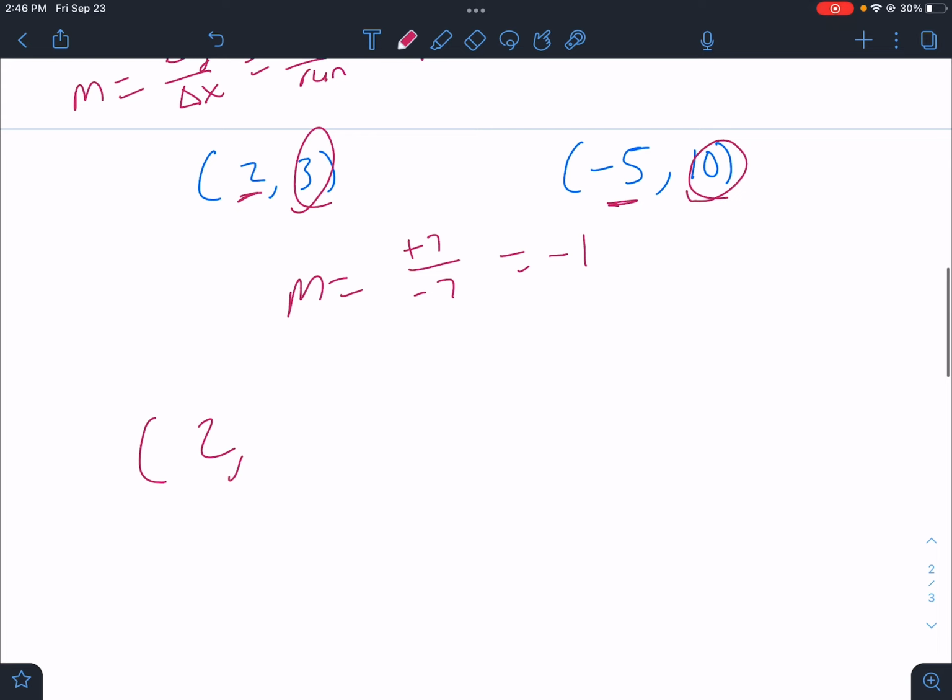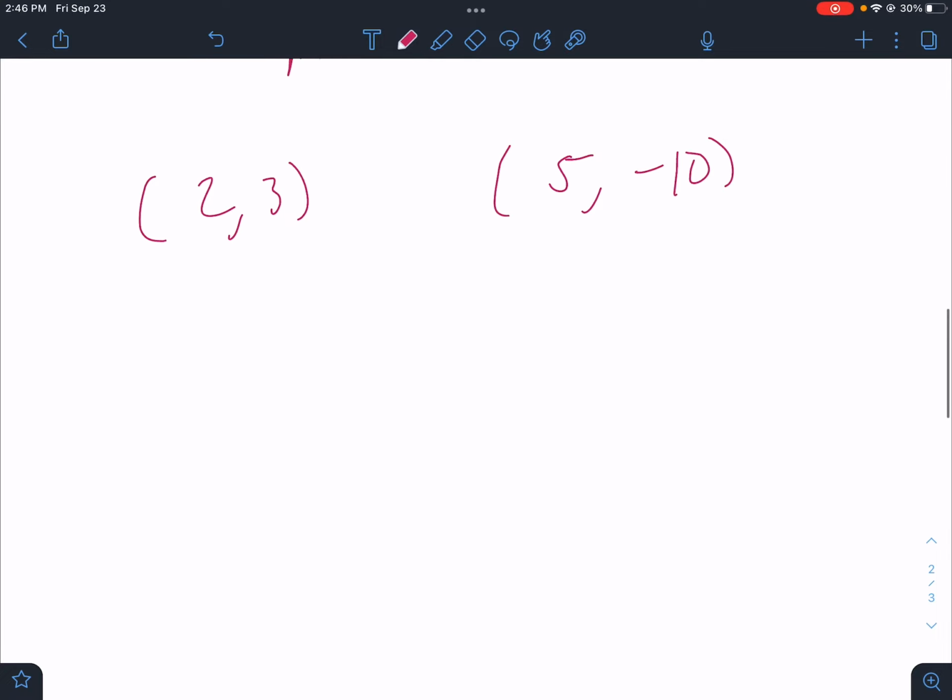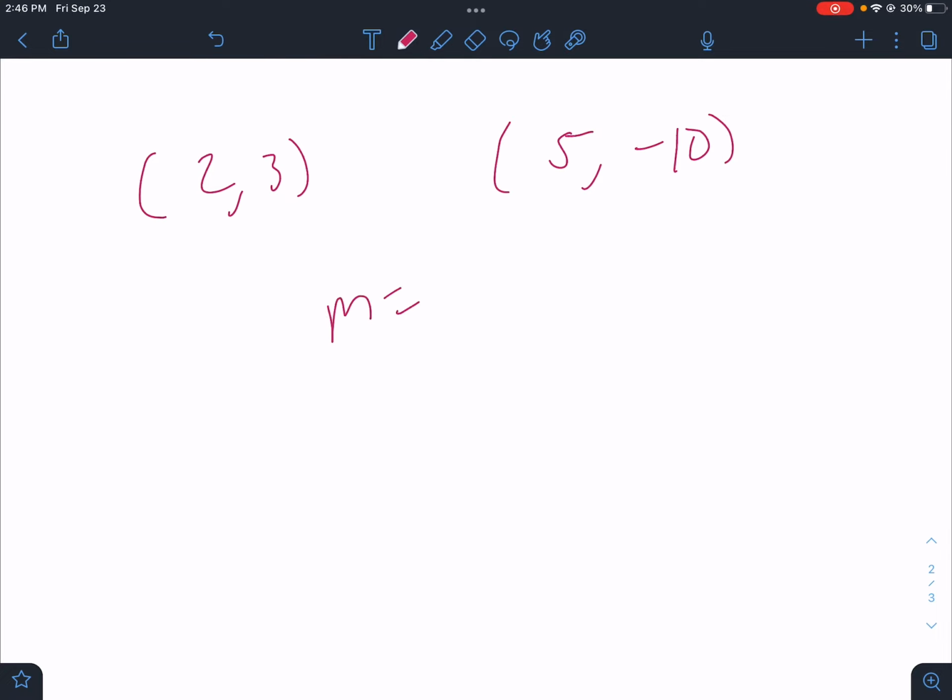Let's do another one real quick. Let's say it's 2, 3 again. And let's say it's like 5, comma, -10. So same premise. What would be the slope? We do the y values. How do you go from 3 to -10? You do minus 13. How do you go from 2 to 5? You add 3.